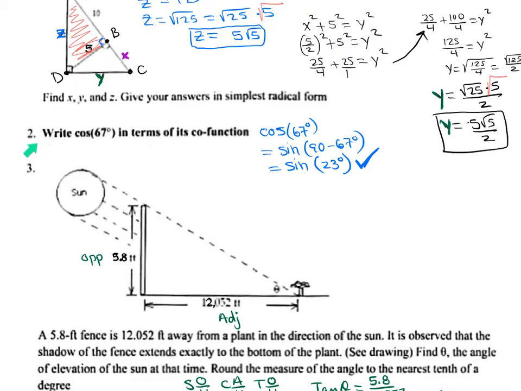All right, here's number 2. It says write cosine of 67 in terms of its cofunction. Well, the cofunction is between sine and cosine. The cosine of an angle is equal to the sine of 90 degrees minus the original angle. So the cosine of 67 is equal to the sine of 90 minus 67, and 90 minus 67 is 23. So the answer is sine of 23 degrees.